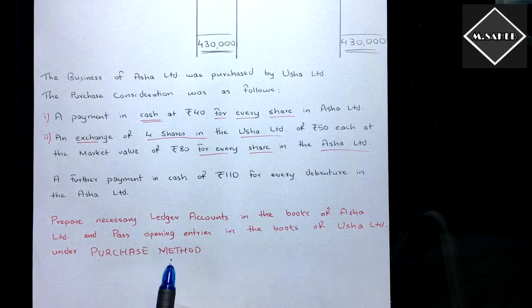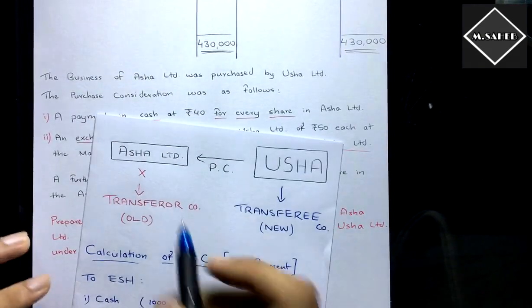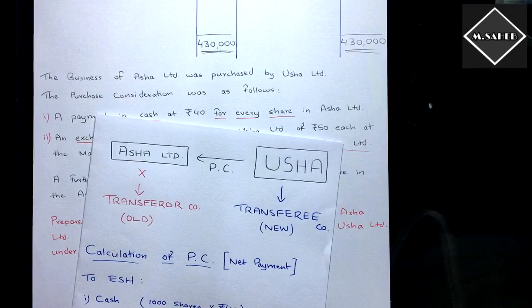We have to do it according to the purchase method. Okay, then we'll do that. Now let's solve and let's see how to prepare the ledger accounts in the books of Asha Limited. Let's go to the ledger accounts and solve this problem.